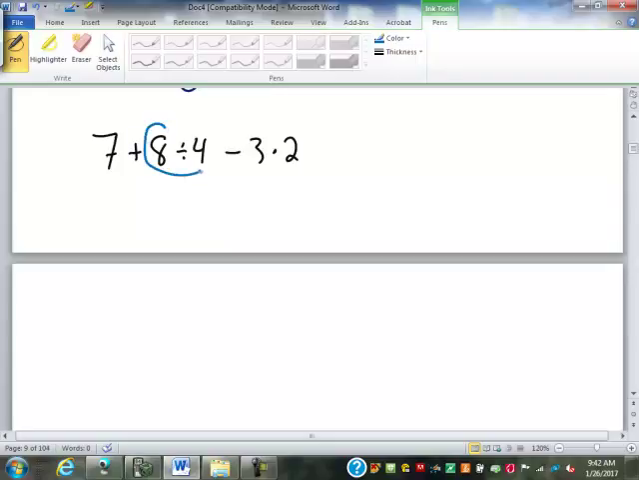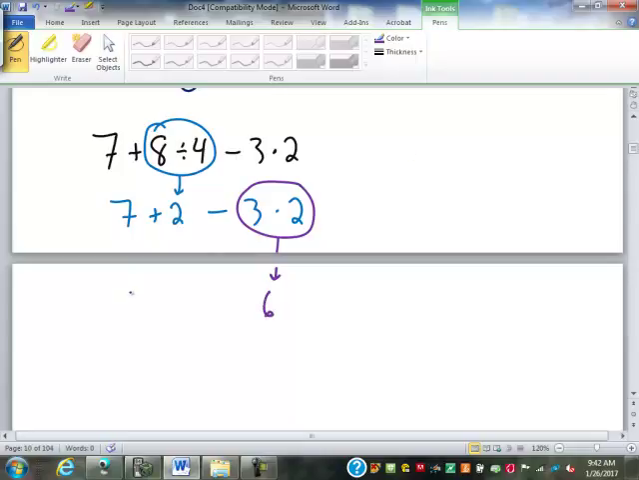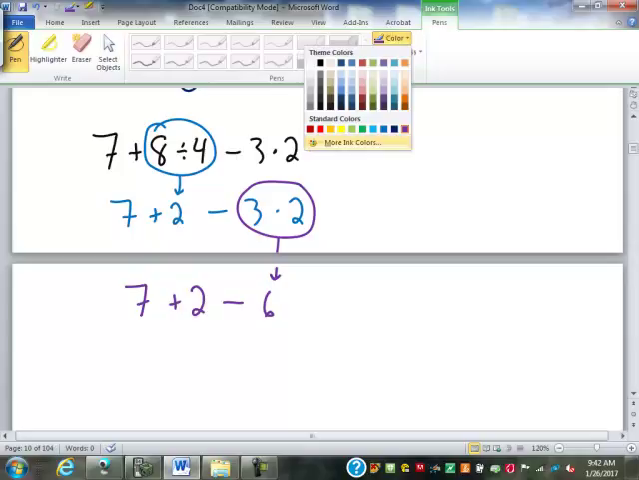So the first one we see going left to right is the 8 divided by 4, which is 2. So I take out the 8 divided by 4 and I replace it with the 2. Now we still have multiplication and division here. We have multiplication, 3 times 2, which is 6. We take out the 3 times 2 and put in 6. Notice nothing else changed.